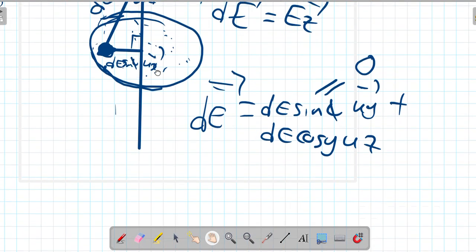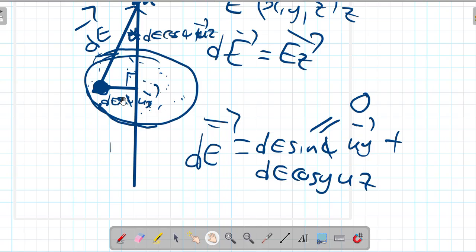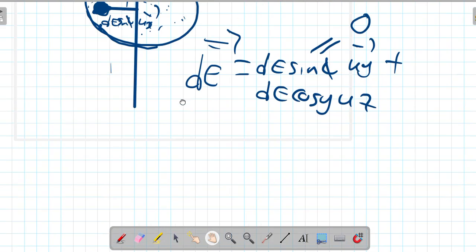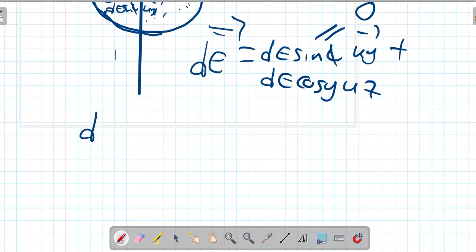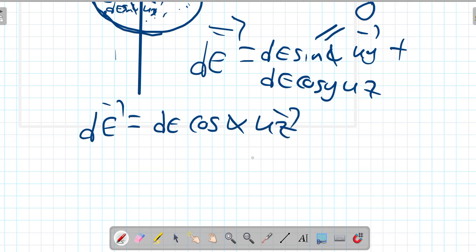Therefore, from the right angle triangle, decomposing and identifying this as alpha, dE will be equal to dE cos alpha in the z direction, as simple as that. Now you are not there yet. Your job is to find dE, which is the magnitude.